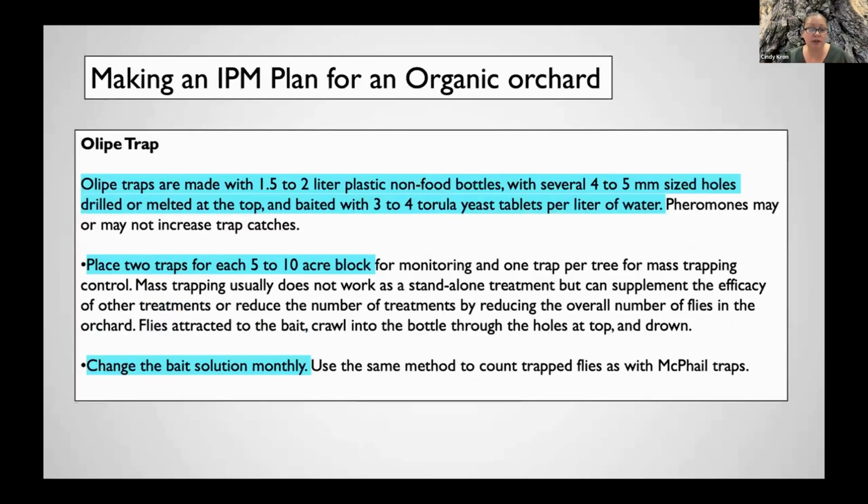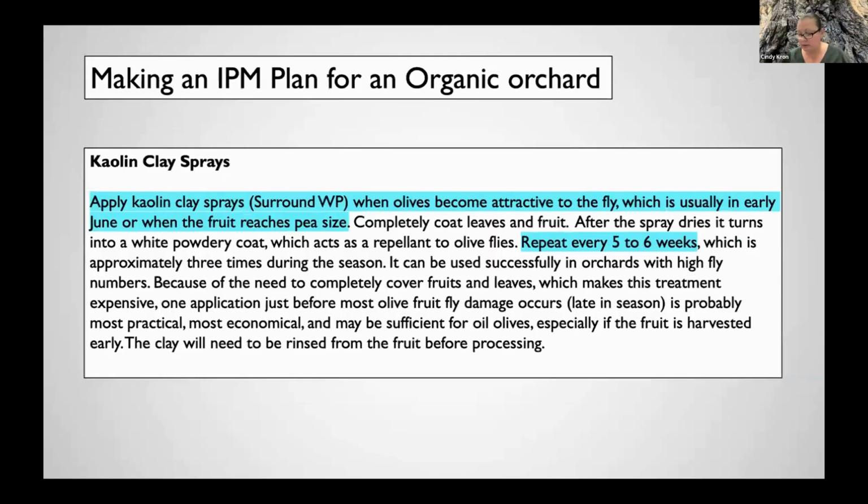Then when I chose the Elite Bait trap, here's some information about how to create your trap, the type of yeast, how big the holes should be that you make yourself, where to place the traps, how many traps, and then how often do you change that bait, the Torula yeast that's in the bottle. So again, I highlighted the parts that I'm going to take from what was written on UCIPM, and I'm going to put it into a program at the very end.